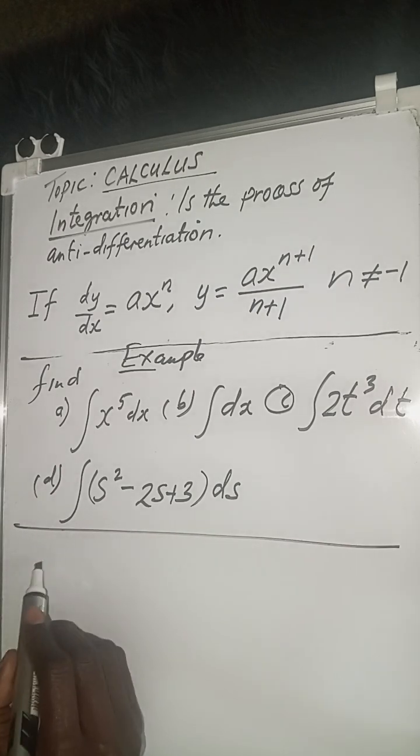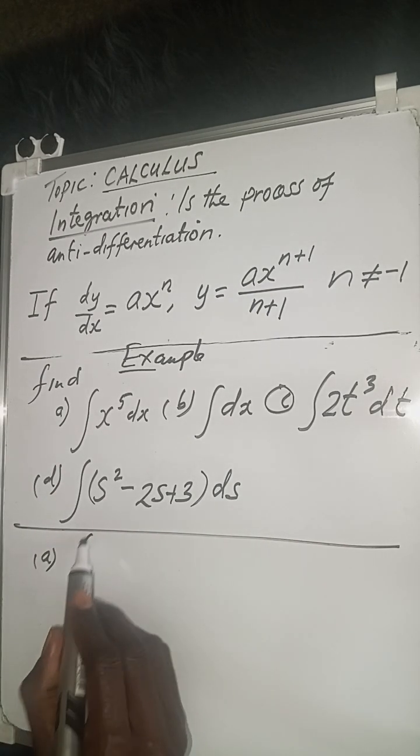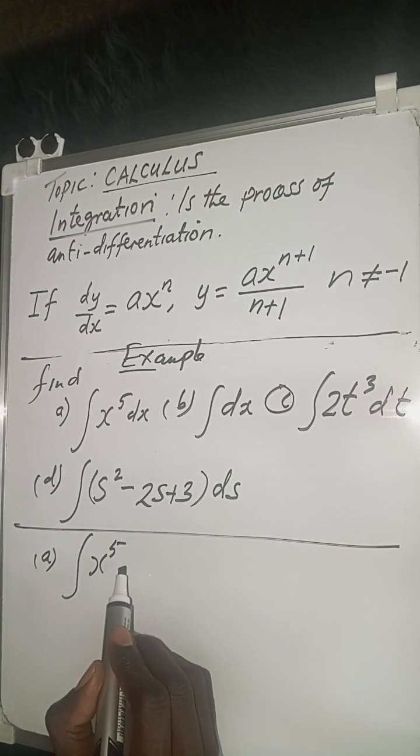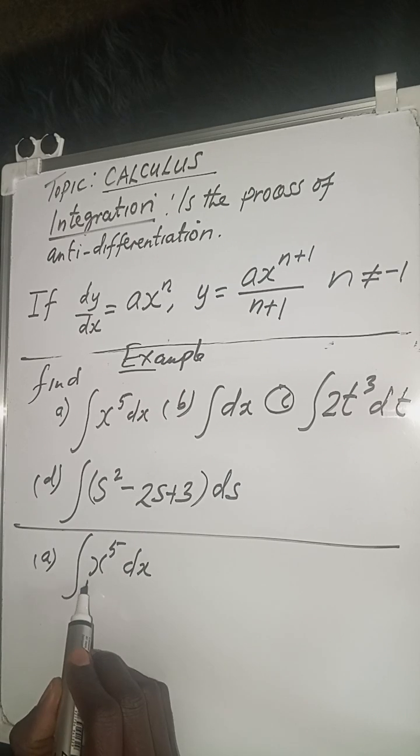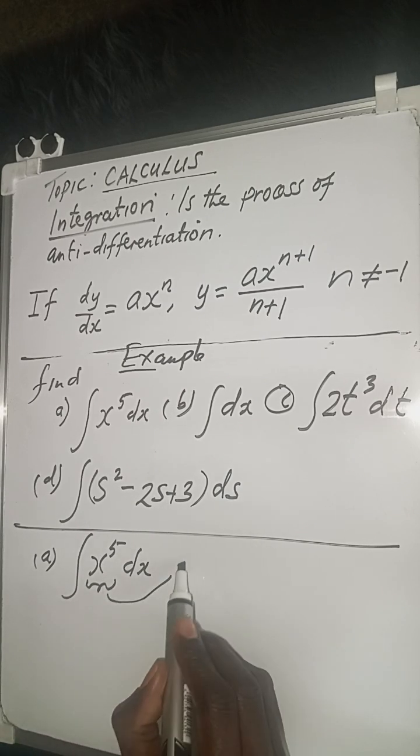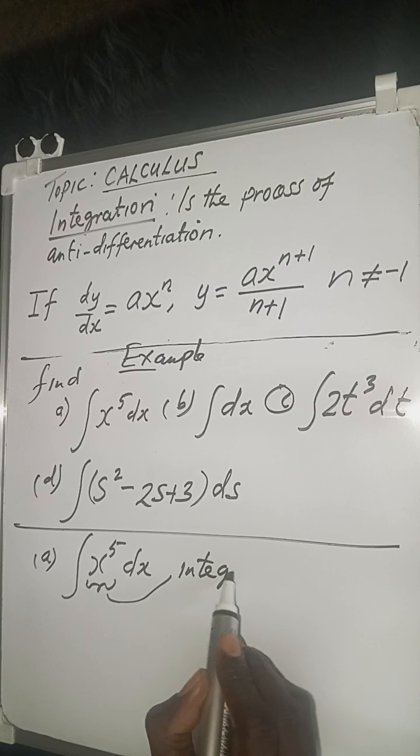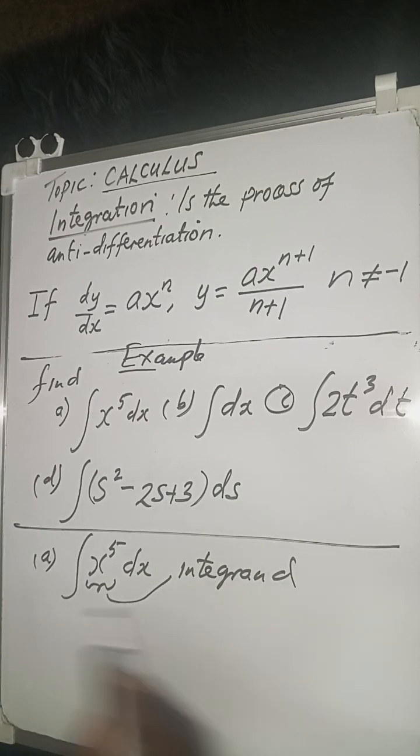So if I look at the solution, let's quickly look at that. X raised to the power 5 dx. Remember I told you this inside is what we call the integrand. What you get as the result is called the integral. But if you add your c, that's the definite integral. So that is what you need to remember in our discussion.